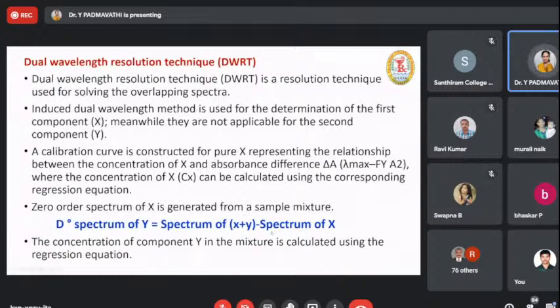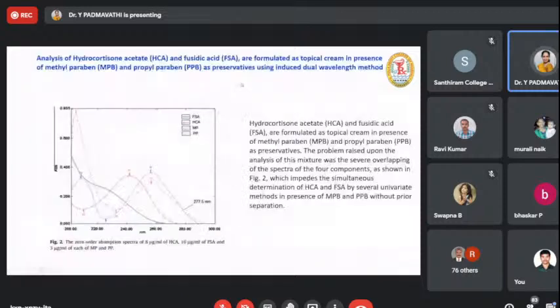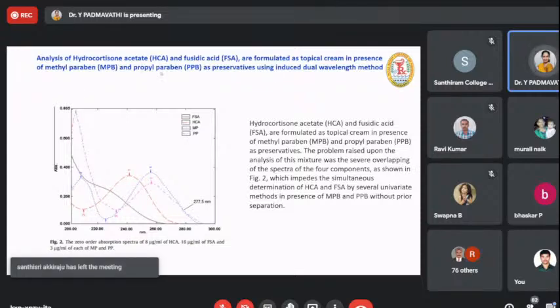So this is another method which can be used. In the same example, whatever was given, even others published three spectral manipulation methods. One is the induced dual wavelength, the next one, and a subtraction method based on absorptivity values. They did three.